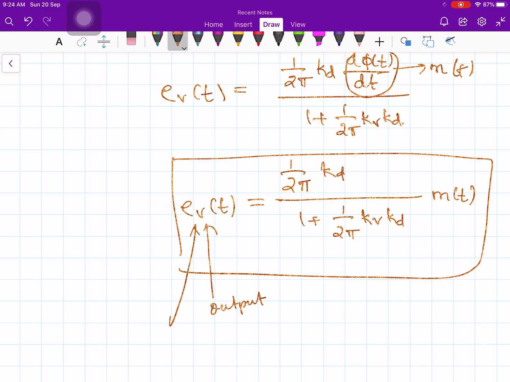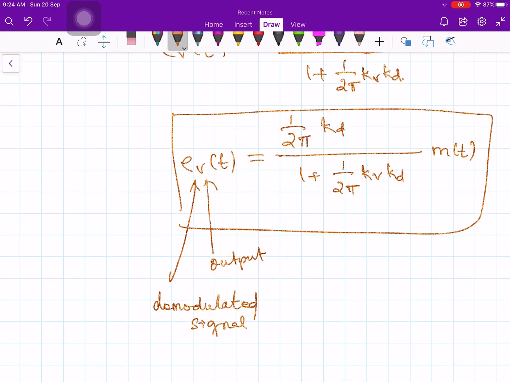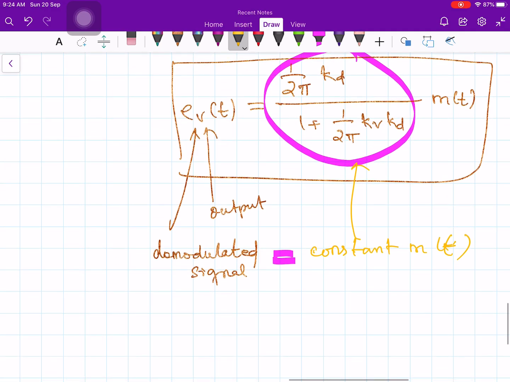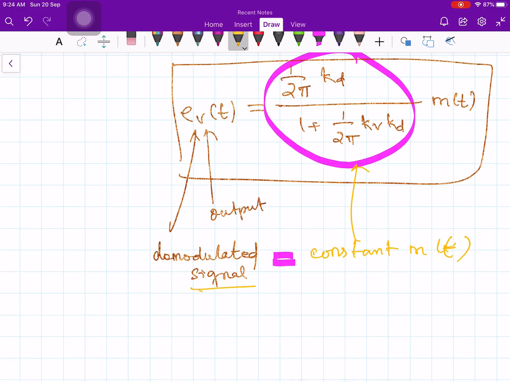So therefore the demodulated signal is equal to some constant times M of t, that constant being 1 by 2π kd divided by 1 plus 1 by 2π kV kd. So your demodulation is done now. Therefore the demodulated signal is proportional to M of t. So very good job.